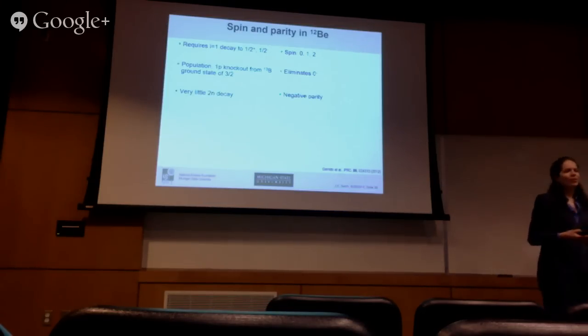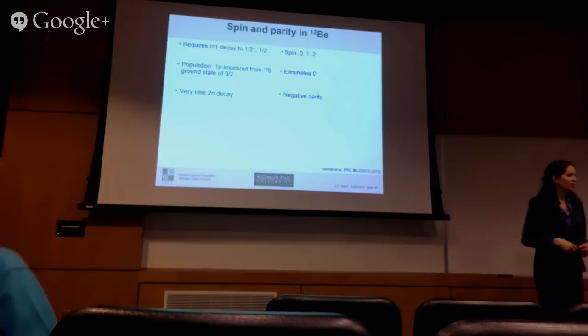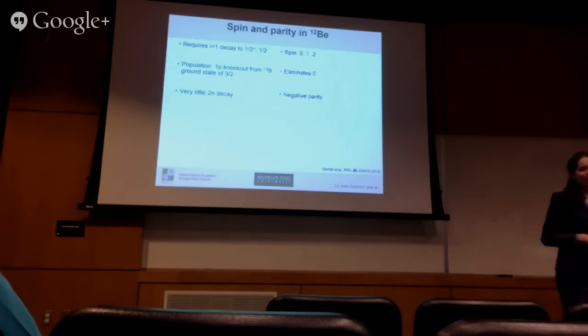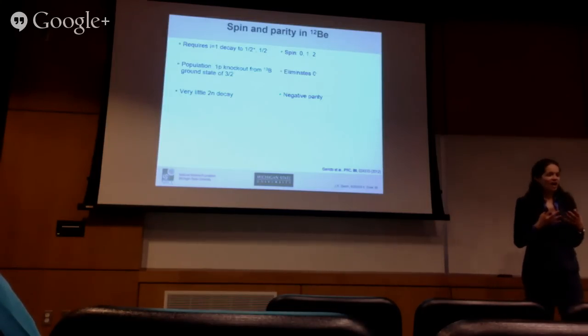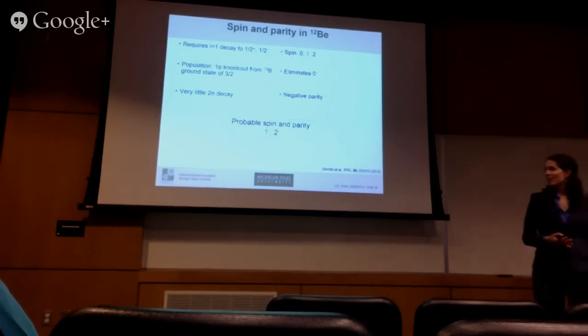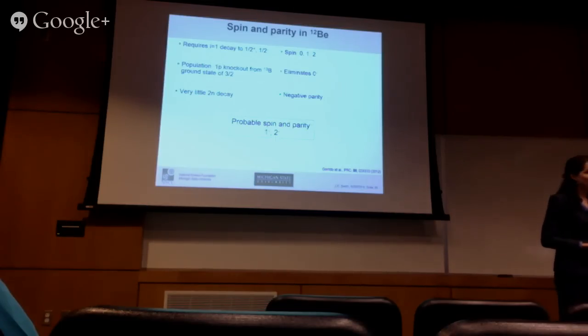We also included as an input this very small branching ratio to the 2-neutron decay. We compared this to branching ratio calculations that were done by Garrido and collaborators. In their calculations, they did branching ratios for unbound states in beryllium-12. Every positive parity state they calculated had a significant branching ratio to the 2-neutron decay channel, approximately a third. But the negative parity state had a branching ratio of less than 10%. So based on this, it is probable you could explain the small 2-neutron decay branching ratio with a negative parity state. So our assignment of probable spin and parity is 1 minus or 2 minus for this state.